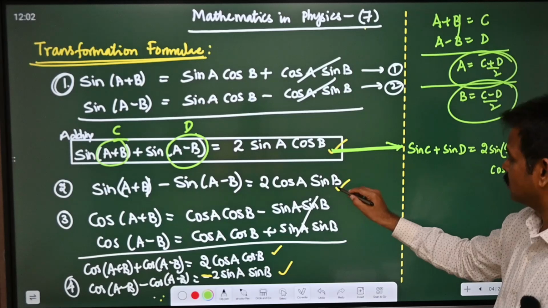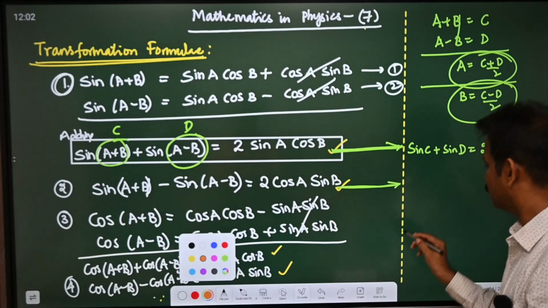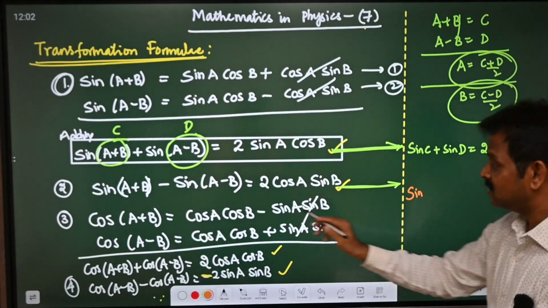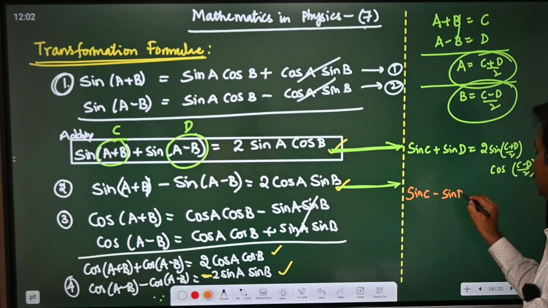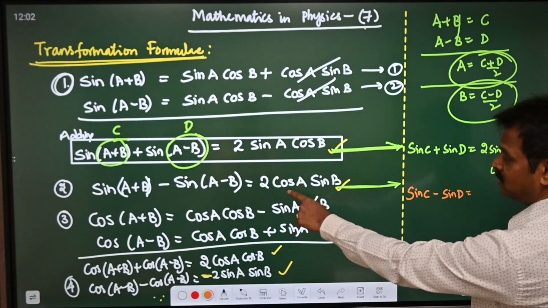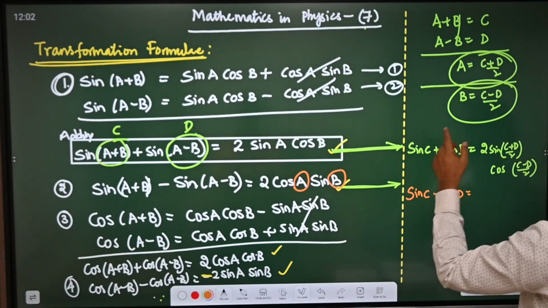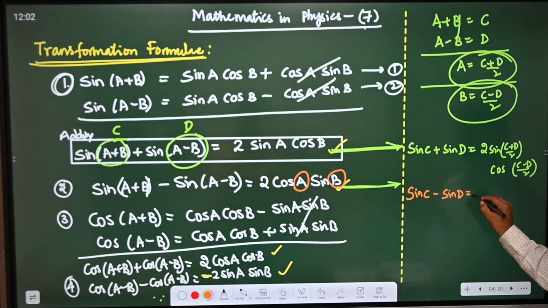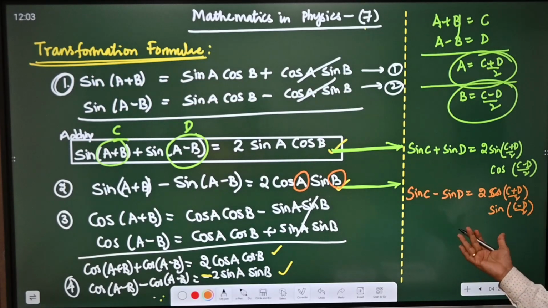Now the second equation, the same thing here I am writing. This equation changes to sin C minus sin D. Sin C minus sin D will become, wherever there is A, we can write this as C plus D by 2. Wherever B is there, just replace it with C minus D by 2. And this result will be 2 cos C plus D by 2 sin C minus D by 2. This is the second equation.